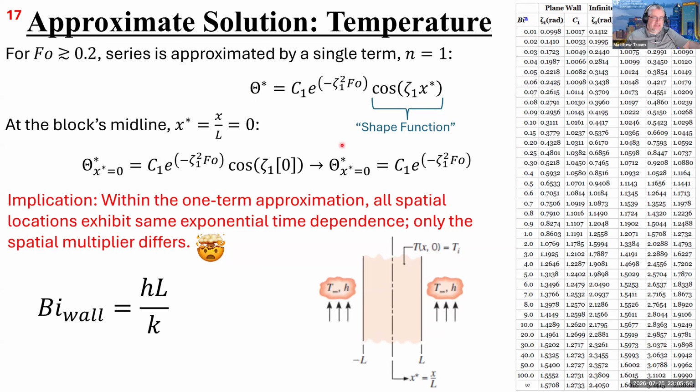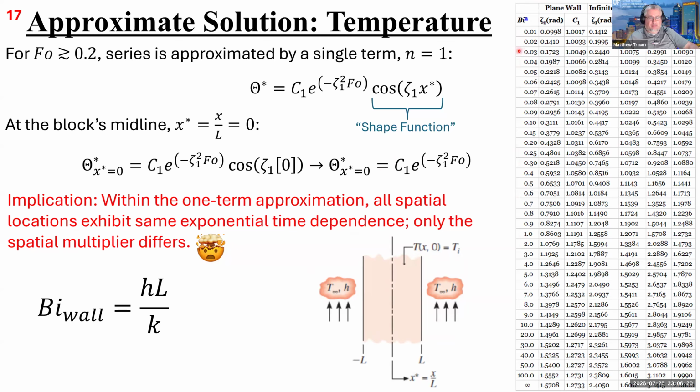Plug all those values into this equation to get the temperature for some Fourier number, for some time, at the center. And then we're going to multiply by whatever the shape function is, right? It happens to be cosine for the plane wall, to get the temperature at whatever time we're interested in, whatever Fourier number we're interested in, at some other location inside the wall, right? So that's the sequence.